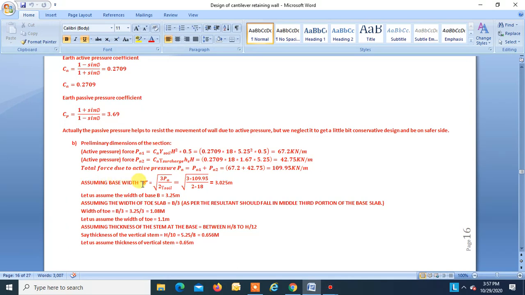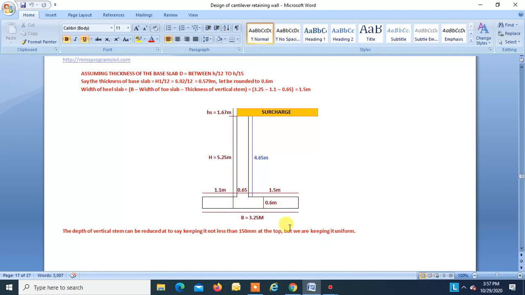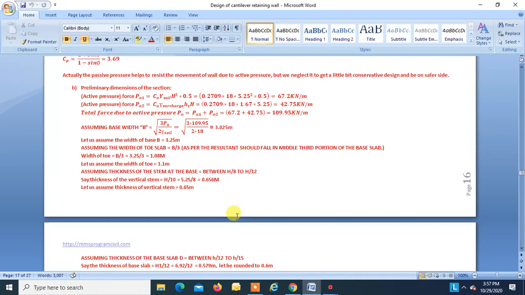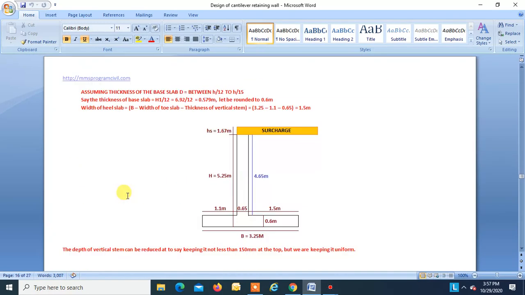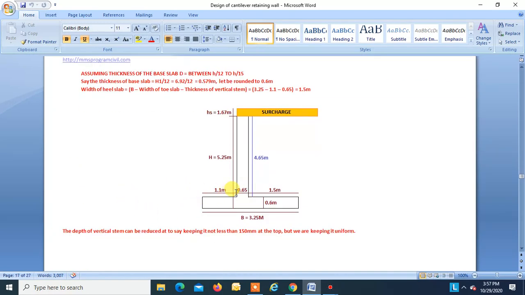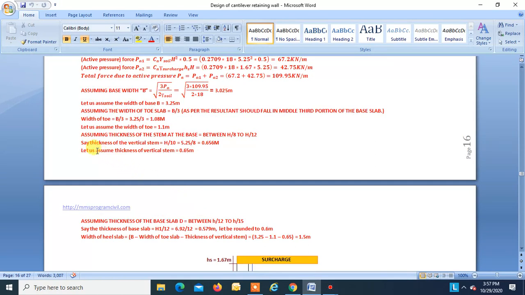Assuming the width of base B equal to this formula, that is 3.025. So we'll take a width of base equal to 3.25 meters, right? Now, let us take the width of toe as B by 3, that is 1.08. So we'll take width of toe equal to 1.1 meter. Now, assuming the stem thickness between H by 8 to H by 12, let us take H by 10, that is equal to 0.656.